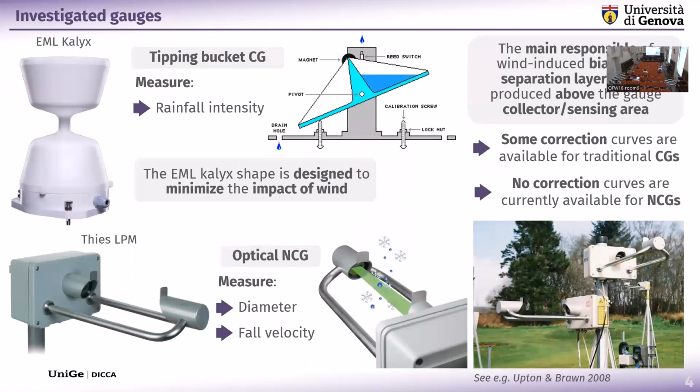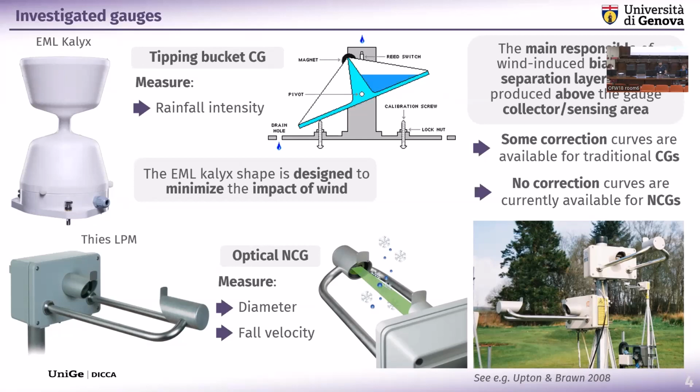And so, first of all, we can talk about the gauges that were investigated during this work. The first is the EML Calyx, that is a tipping bucket catching gauge that is used to measure rainfall intensity. This gauge measures the time intervals between the consecutive tips of the reservoir where the precipitation is collected. This gauge is of interest since its shape was specifically designed to minimize the impact of wind.